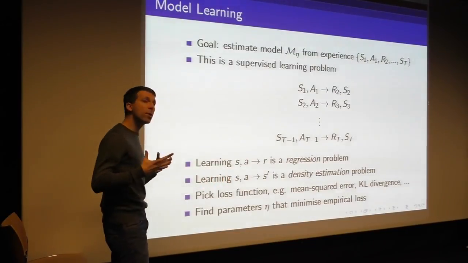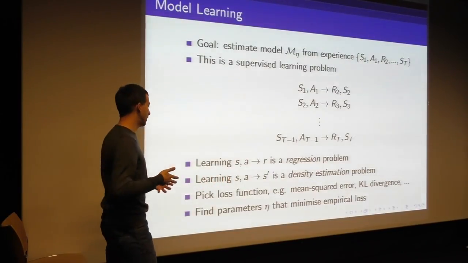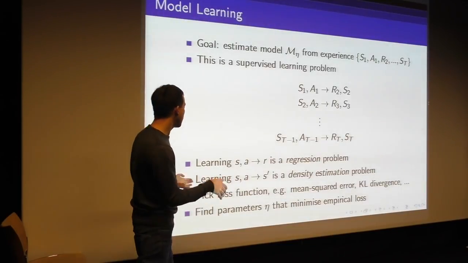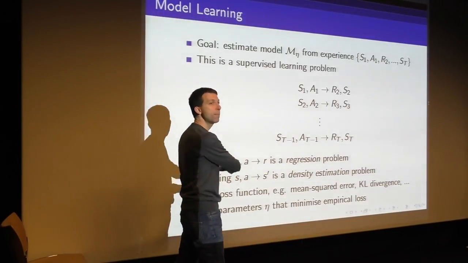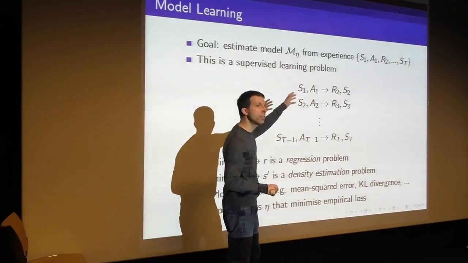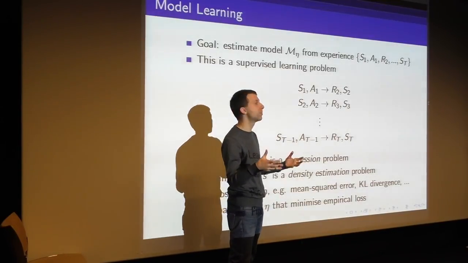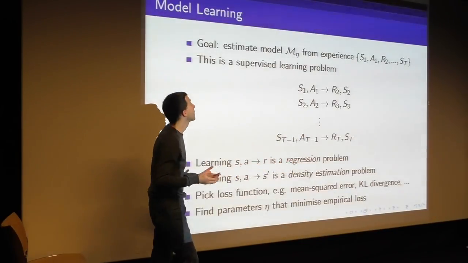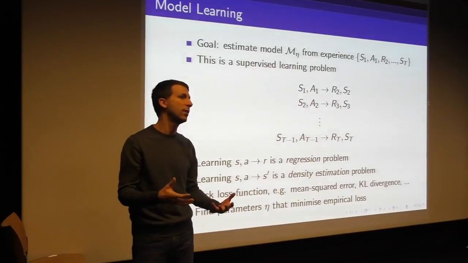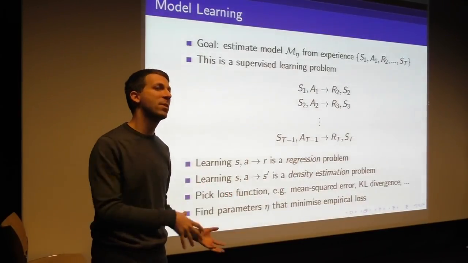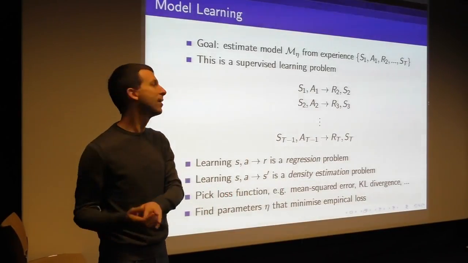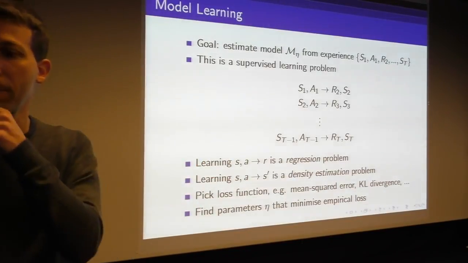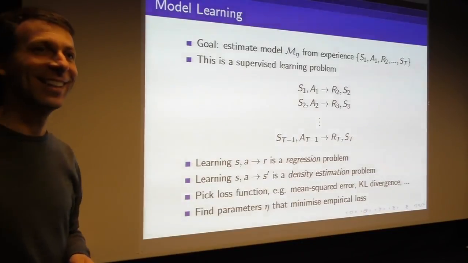And I'm not really going to go into the details of how to do this, except for one simple case. And really the idea is just to find the parameters that minimize our empirical loss. So we see all of these examples, and we want our loss to be as small as possible across these examples that we've seen so far. So that's how to do model learning in a nutshell. And everything that you've ever seen in supervised learning can be applied here. And really that's all I'm going to say about it, except for this question.